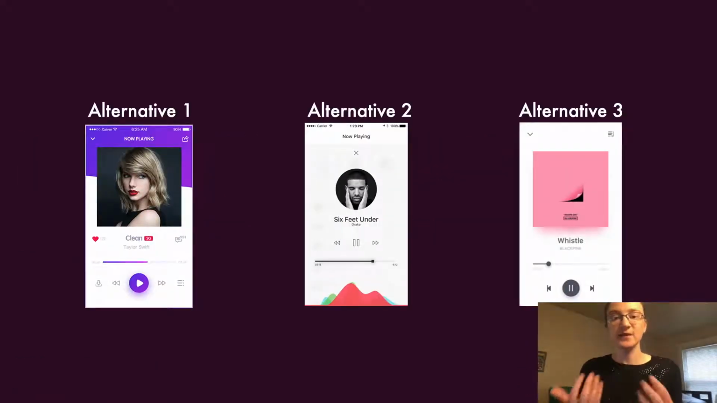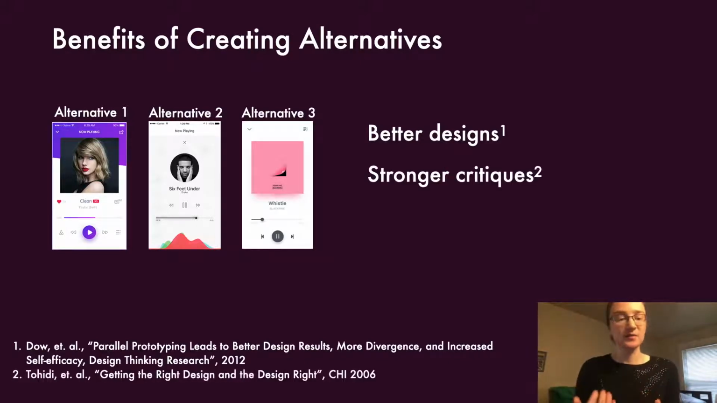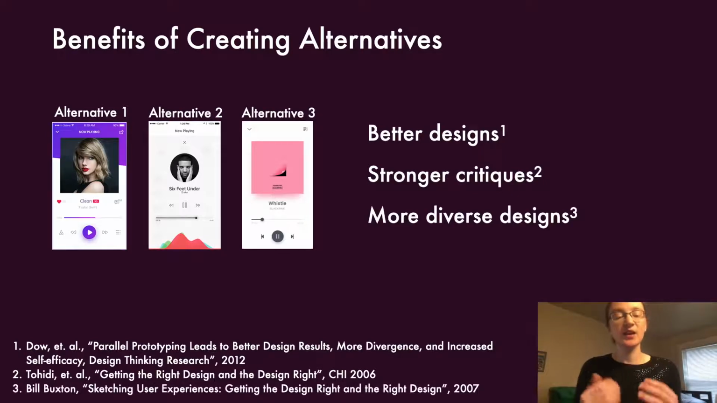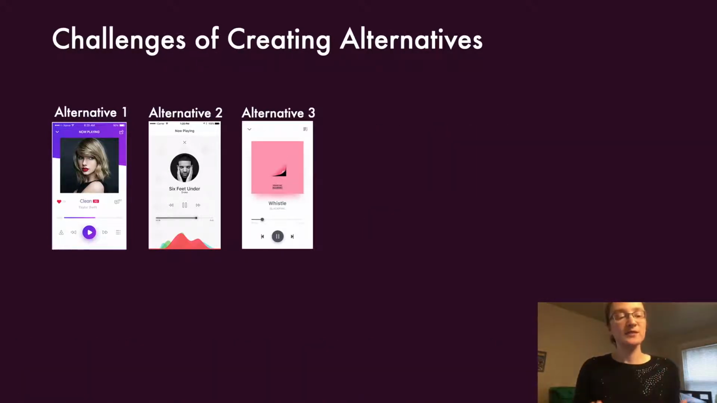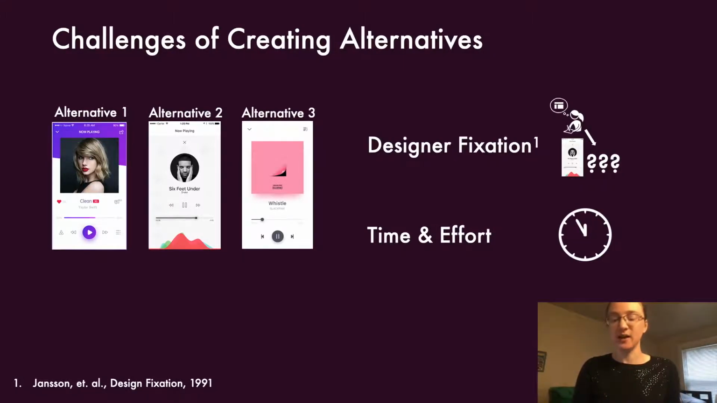Creating alternatives is a key part of the ideation process in creating an interface. When an interface designer explores multiple alternatives, it leads to better designs. They can also compare design concepts to provide stronger critiques, and it can increase the diversity in the overall designs. However, designers face challenges in creating alternatives, like fixation, which makes it difficult to think of new ideas, and second, it's time-consuming to create each alternative manually as a prototype.